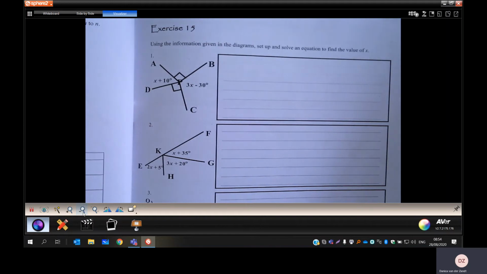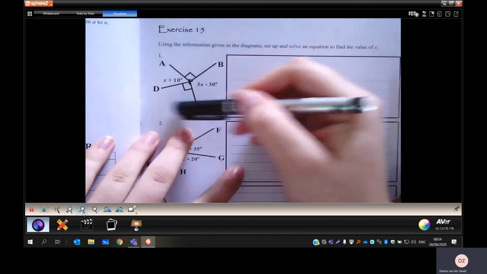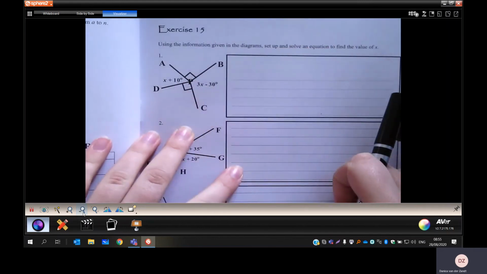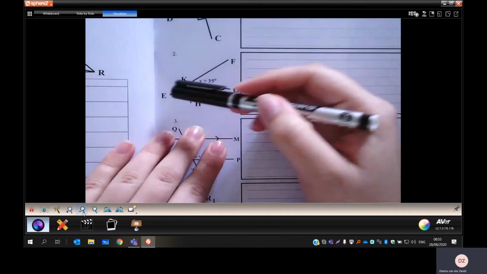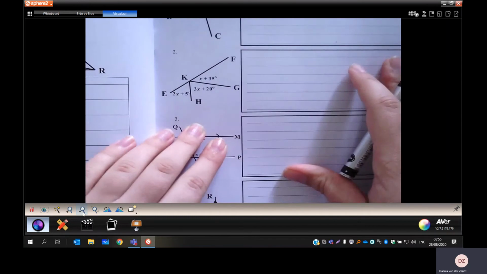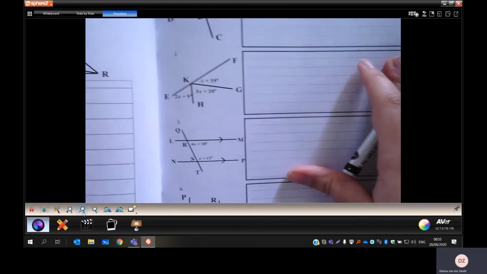So now the only difference with these questions is that it's not straightforward numbers. That is the only difference. I still use all my rules. So I have all these angles around one single point. So what rule would I use? Angles of a revolution. Here I have all these weird angles on a straight line. What rule would I use? Angles on a straight line.